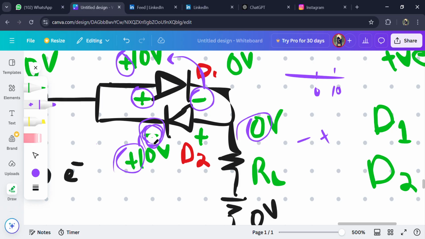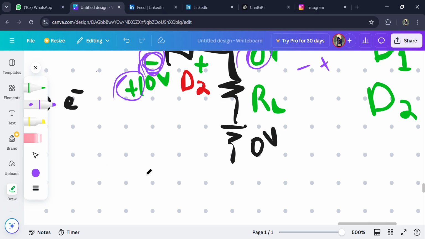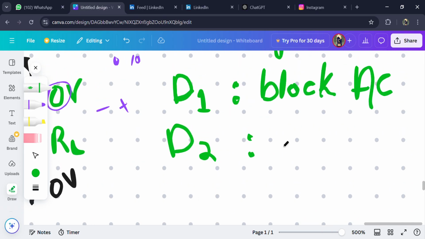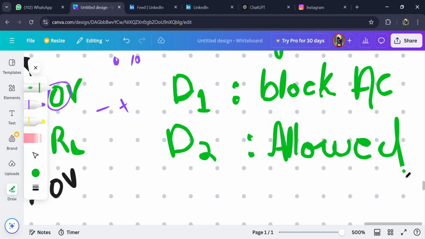So in this case, the negative electrons will attract the positive 10 volts, and it will enter by attraction, and it will push the electrons, because what is the current? Current is the flow of electrons. So in the case of the negative side of the diode, the positive 10 volts will get attracted towards the negative electrons, and they will actually help the electrons to move forward to the holes, and this will cause the flow of current. So in the case of D2, the current is actually allowed, the AC is allowed to flow.